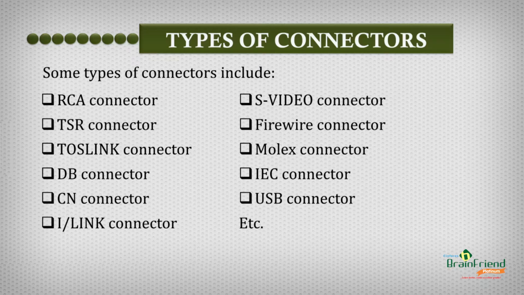Now, based on the appearance of connectors, there are two types. We have the male connectors and the female connectors. The male connectors are known as inlets or plugs, and they usually have a pin, while the female connectors are known as outlets or jacks, and they usually have a hole that the pin of the male fits into. Now, all these are some types of connectors.